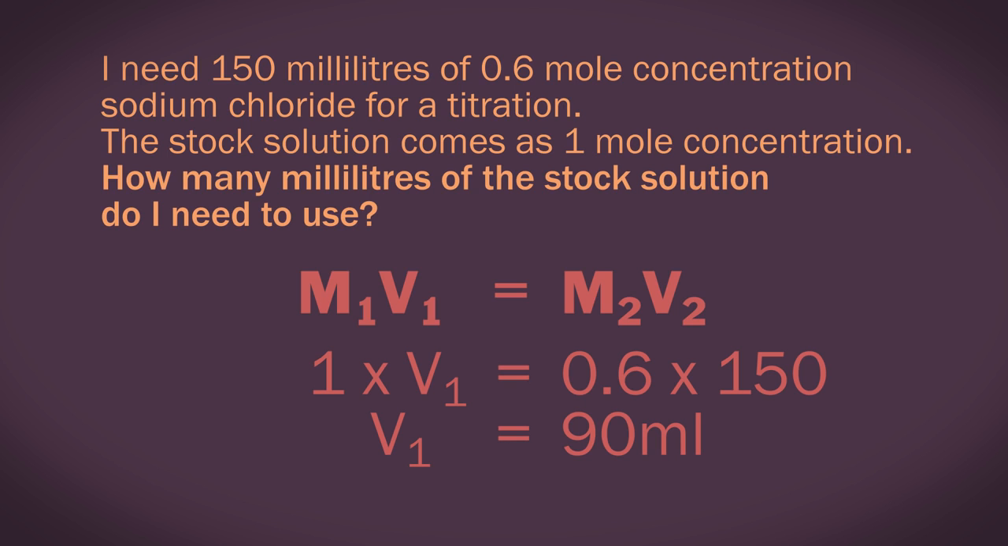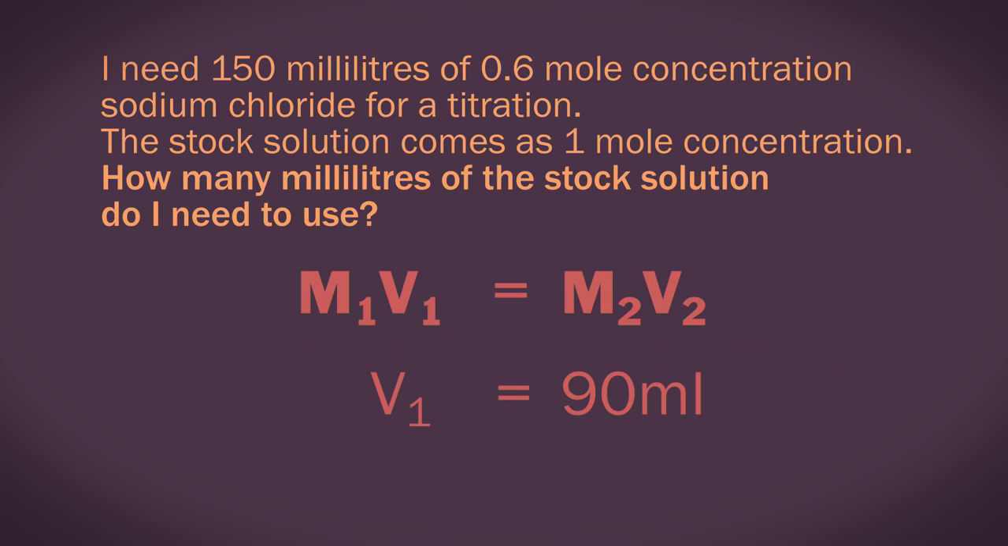That wasn't too tricky, was it? I told you it was a nice and easy equation. Watch the second part of this video to see how to use this equation for serial dilutions. Serial dilutions are just multiple dilutions and are no harder than the example we have just seen. You just need to remember that M1 V1 equals M2 V2 equation.